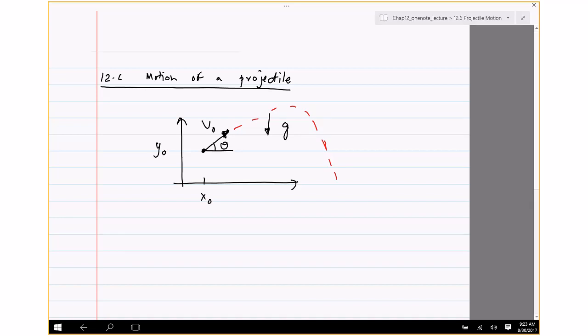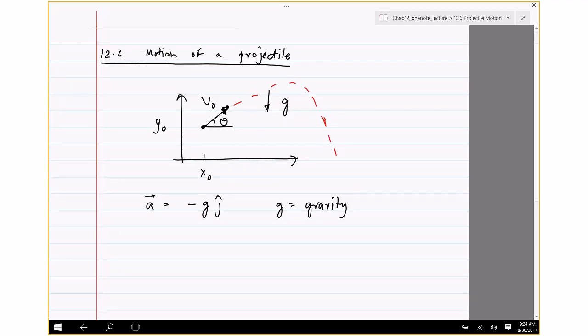So what we can do is write the acceleration as minus g j, where g is gravity. The acceleration is constant, in the negative y direction. The reason I wrote minus there is because my y-axis is pointing upwards, that's positive, and downwards direction is negative, that's why there's a negative sign.